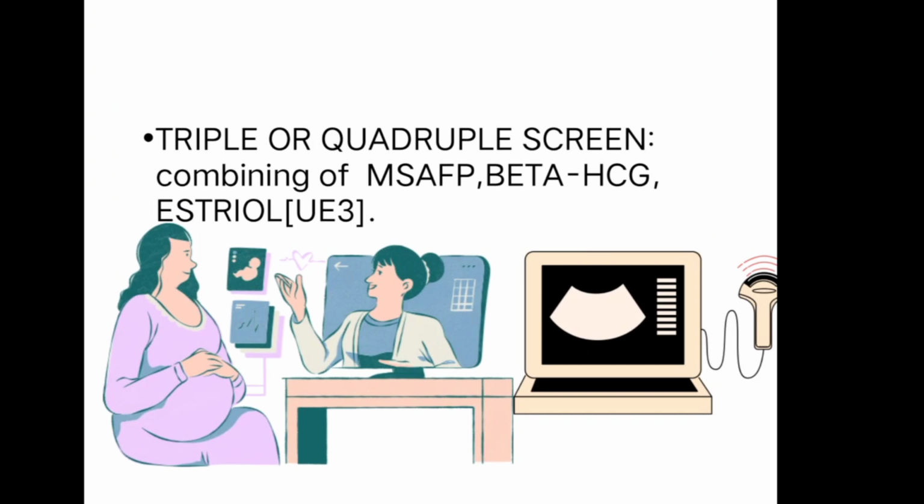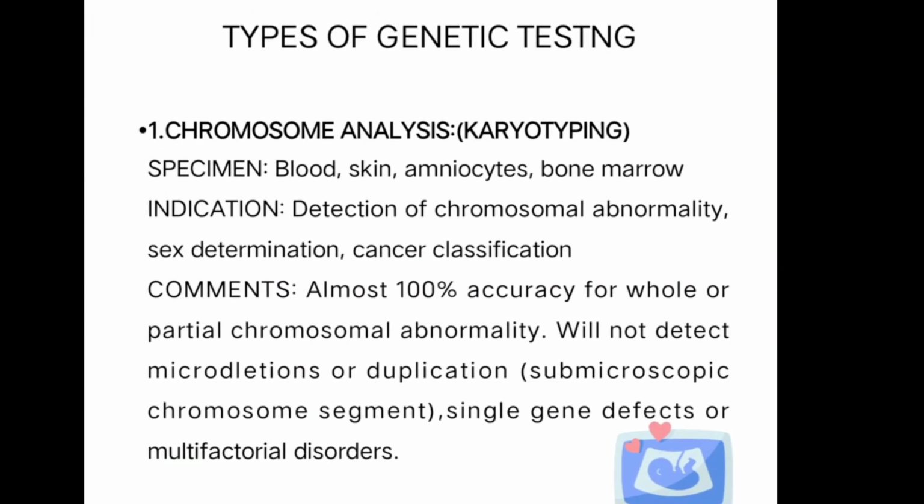growth restriction. Next we will do a triple or quadruple screening, a combination of maternal serum alpha fetoprotein MSAFP, beta HCG and estriol. These are checked only during the pregnancy period, because only then will they all be produced. So if it is elevated or very low, it indicates some abnormalities.